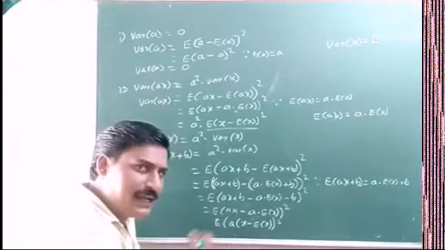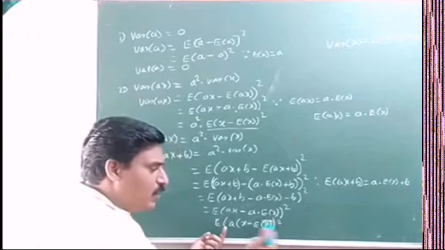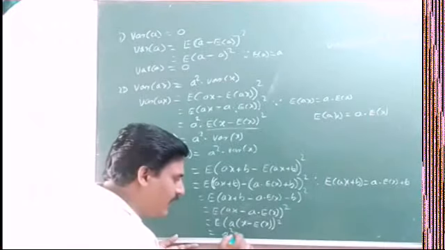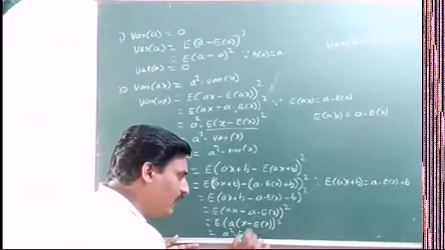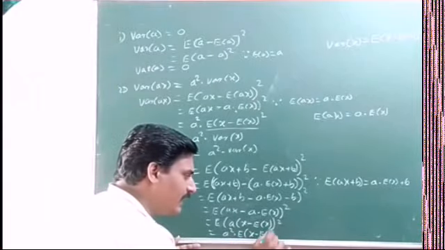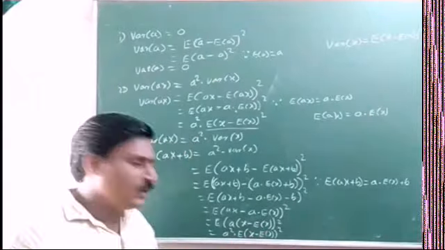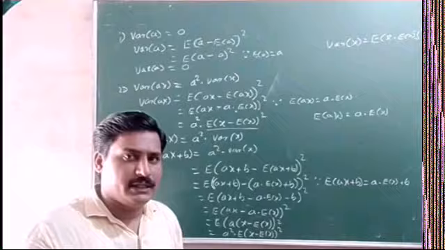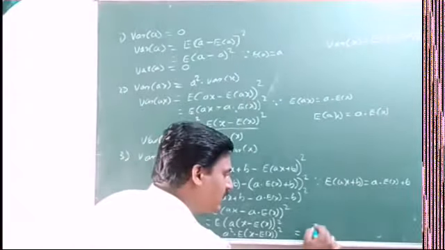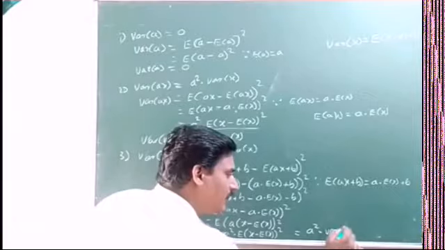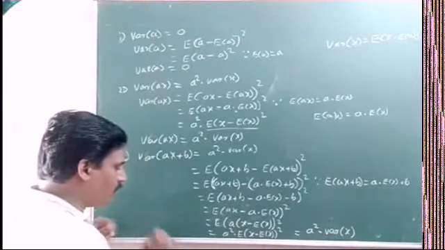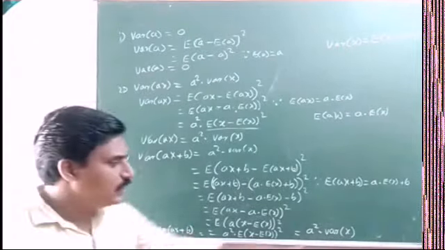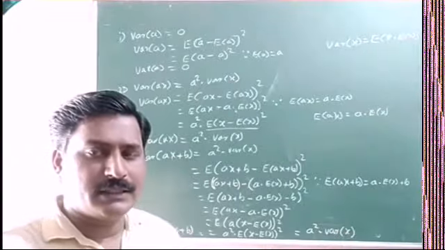So take a outside. Again there is a square here. When we take a outside, it becomes a square. So a square into E of x minus E of x whole square. We know that already E of x minus E of x whole square is the formula of variance. So finally we get a square into variance of x. Hence, variance of ax plus b is equal to a square into variance of x.